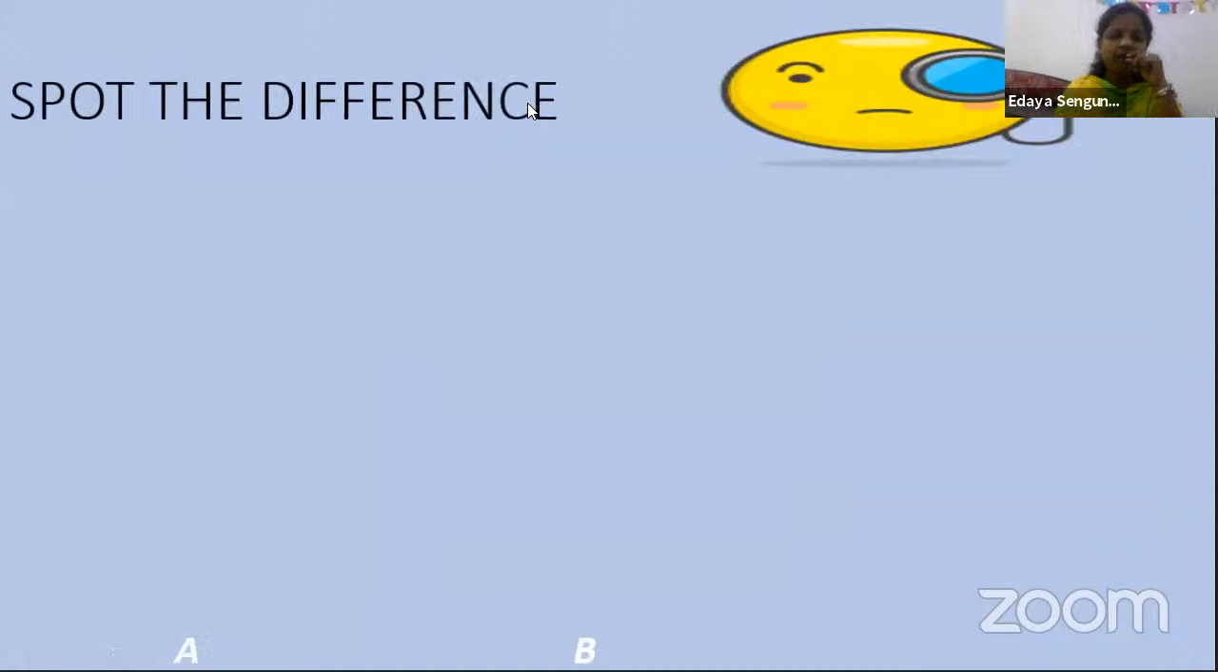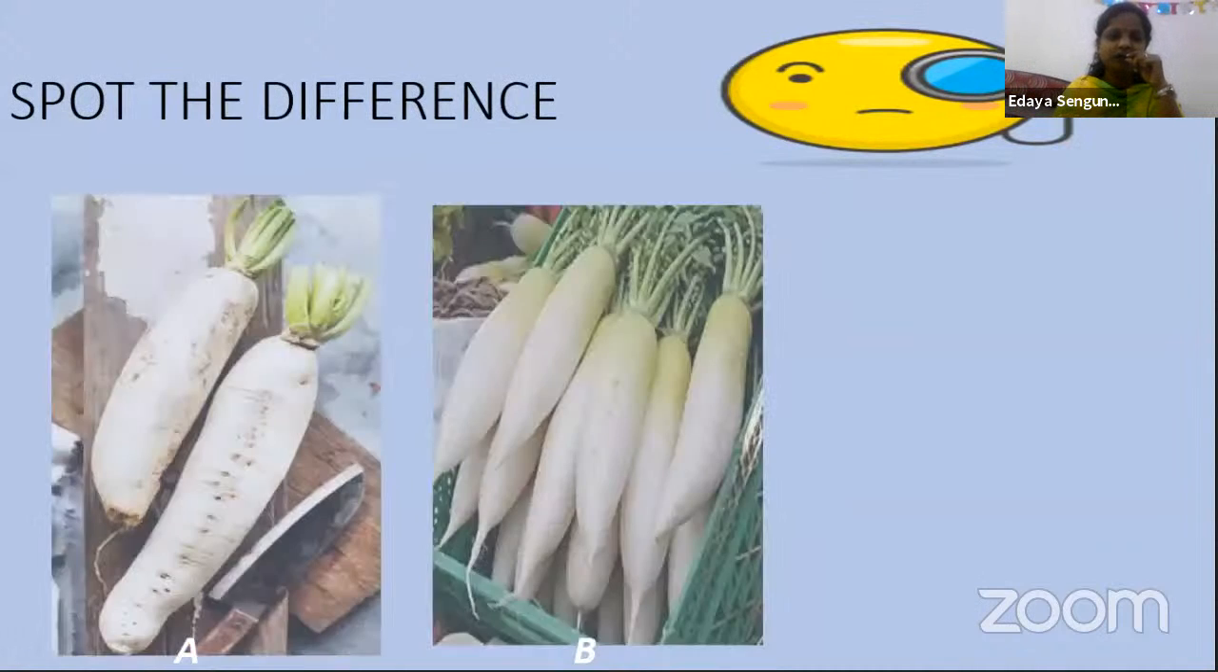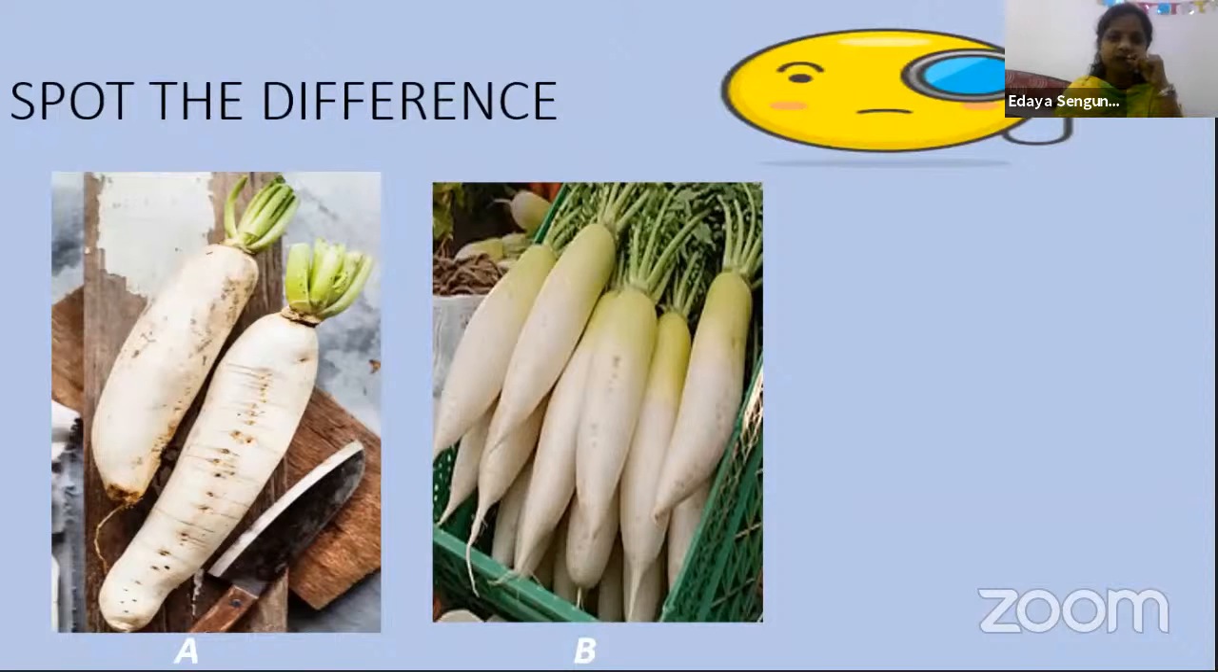Now, who will spot the difference between this pic? Radish. Yes, this is radish. Can you spot the difference between A and B pic? In picture A the radish has blackish spots. Yes, there are black spots. And B? Fresh. Attractive. Yes, good.